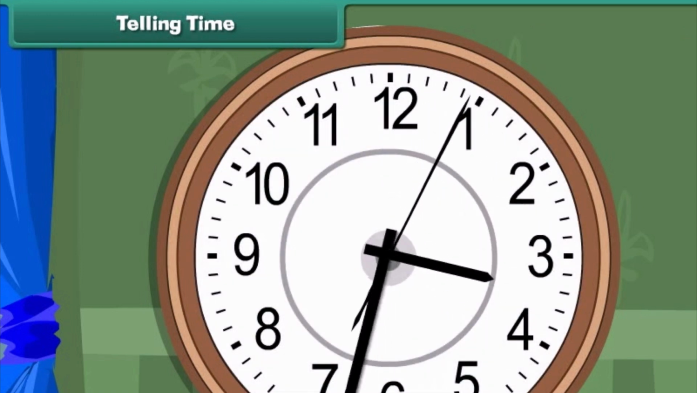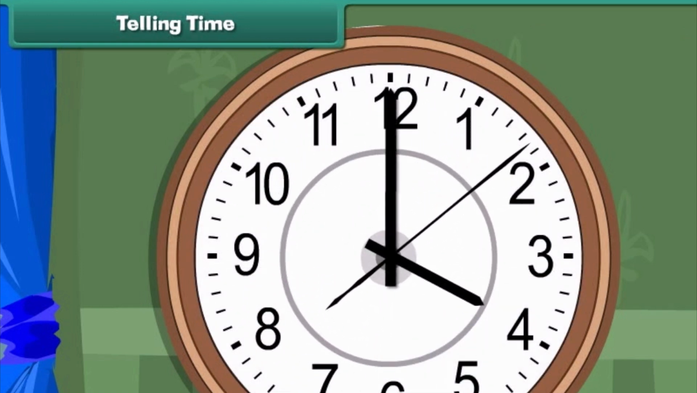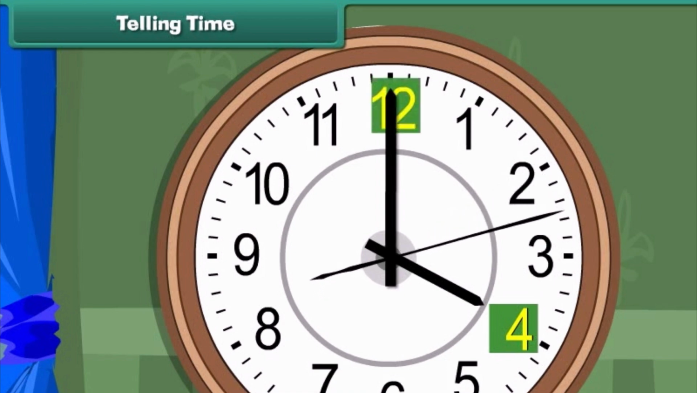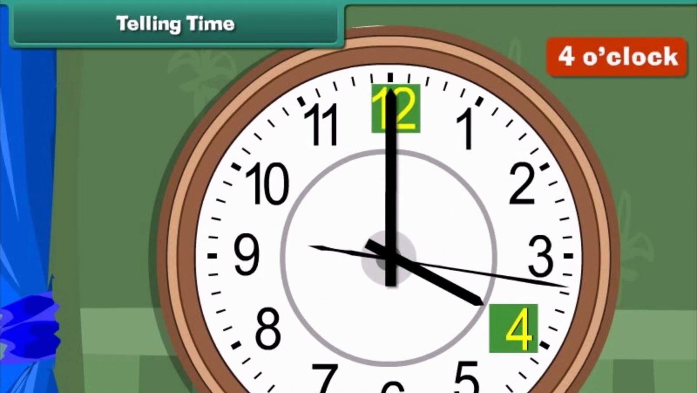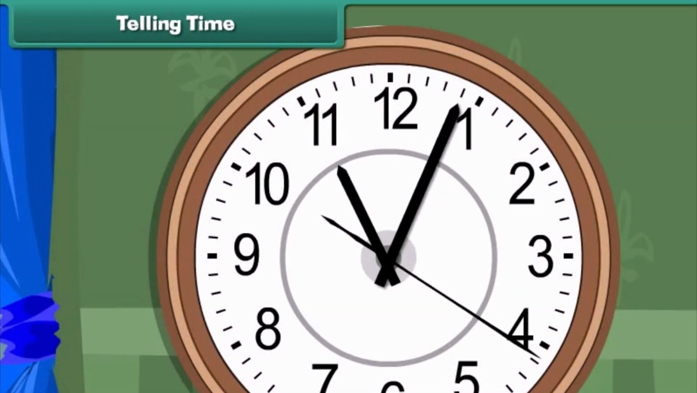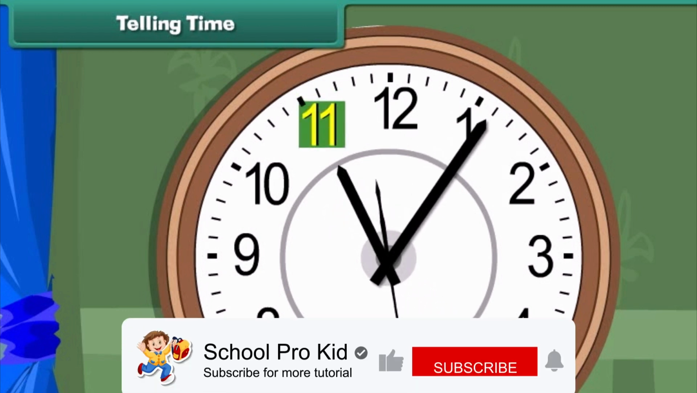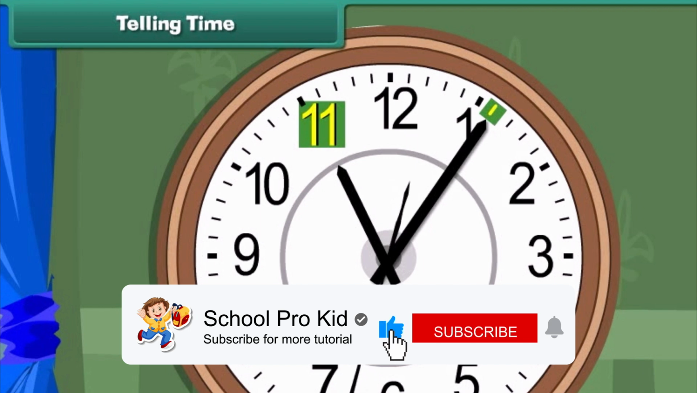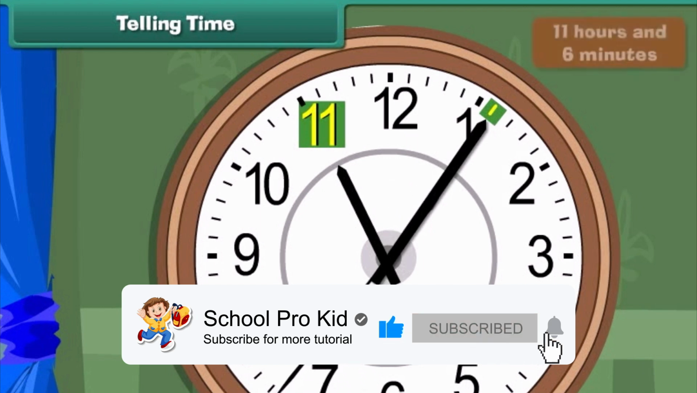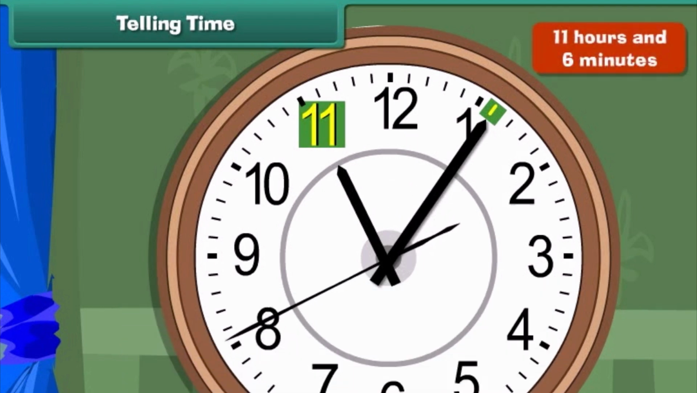Look at this clock. The hour hand is at 4 and the minute hand is at 12. So the time is 4 o'clock. Now look at this clock. The hour hand is at 11 and the minute hand is at the 6th division from 12. So the time is 11 hours and 6 minutes.